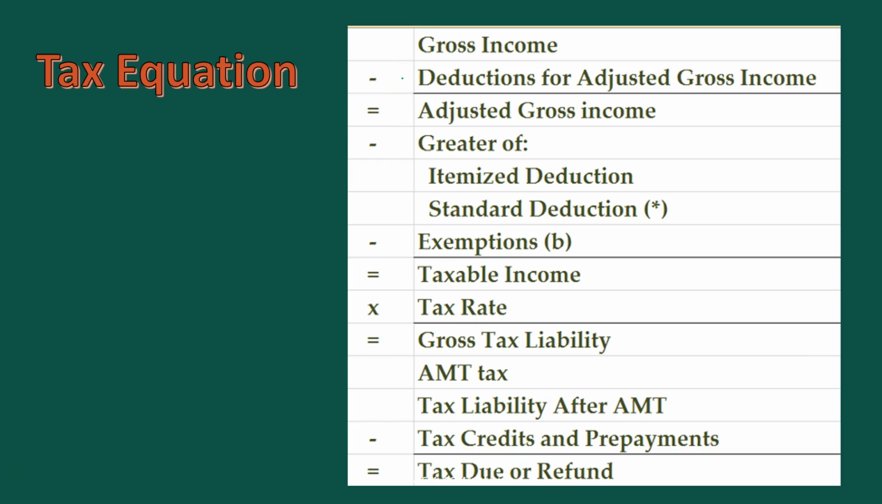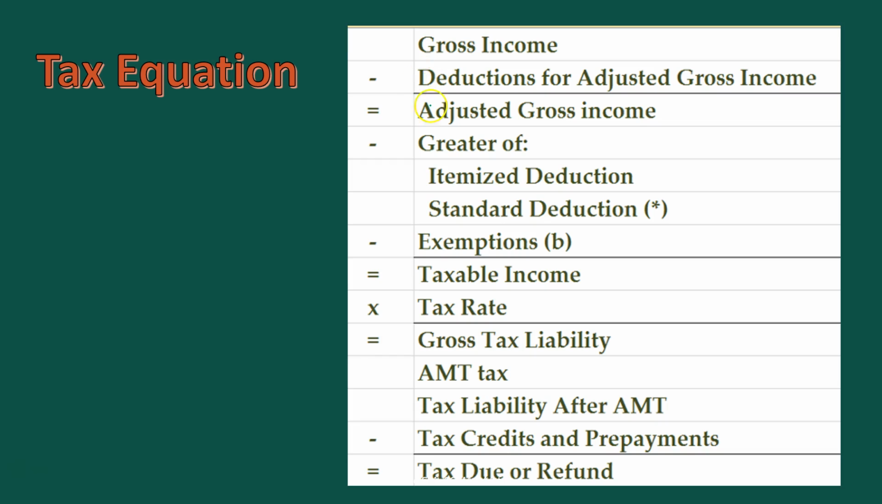Then we subtract deductions for adjusted gross income. This is actually a smaller list of deductions, often called above-the-line deductions, and we will get into a list of those later as well. If we subtract those out, we have a subtotal which will equal the adjusted gross income, often called the AGI. So this is the AGI, adjusted gross income, subcategory of the tax formula.